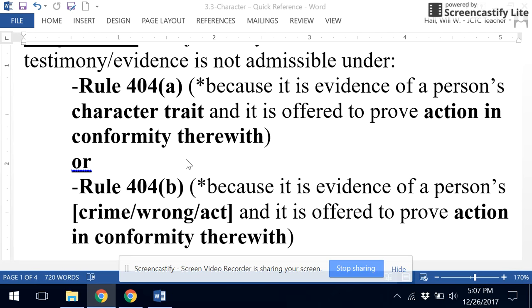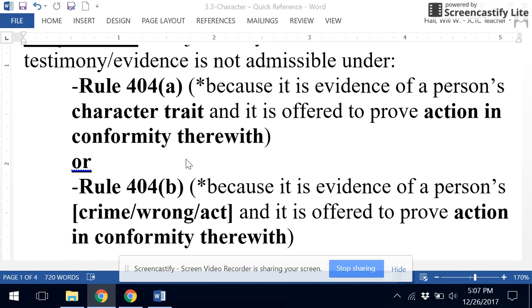Now, what's the difference between 404A and 404B? 404A is about general traits. Someone is an alcoholic, or someone is not trustworthy, or they're violent, or they're peaceful. Anything that's a general trait, no specifics. General, it's 404A. Now, specific crimes, wrongs, and acts is 404B. So, someone got in a fight in high school, someone robbed the school store in high school, someone stole money from their employer right out of the cash register. So these are specific examples of bad things.